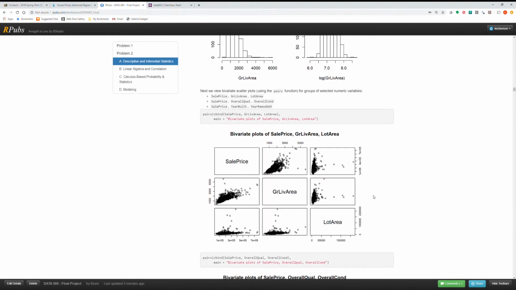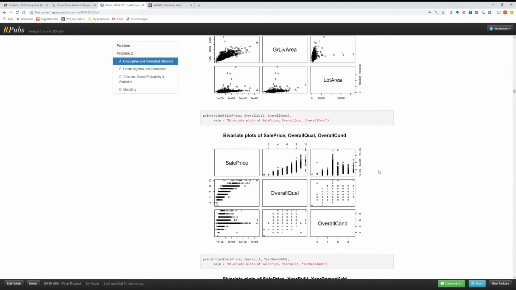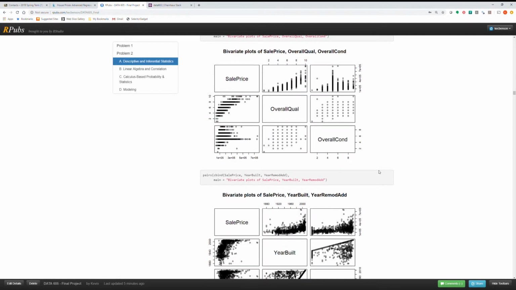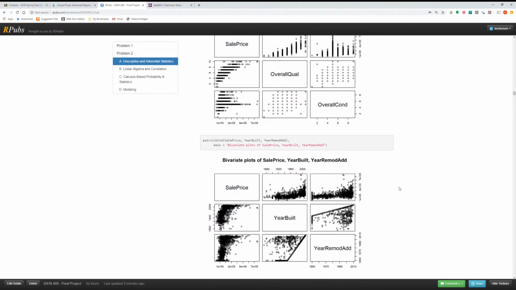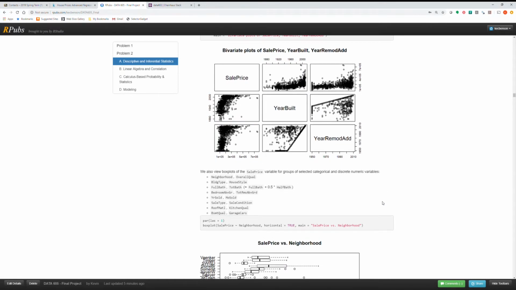We plot some bivariate scatter plots to see what some of the relationships are for some of the variables in the data set. In this case, we're looking at bivariates among sale price, gross living area, and the lot area, and we see some clear relationships, particularly between sale price and gross living area. We also show bivariates of overall quality and condition, and one of the key variables that we'll end up using is the overall quality, given that it has again a clear relationship with sale price. And we also look at year built and year remodeled.